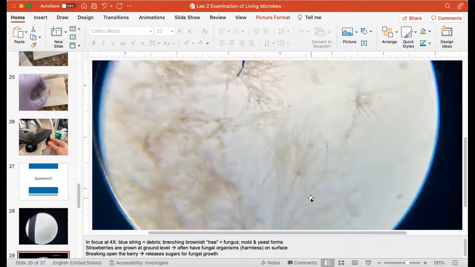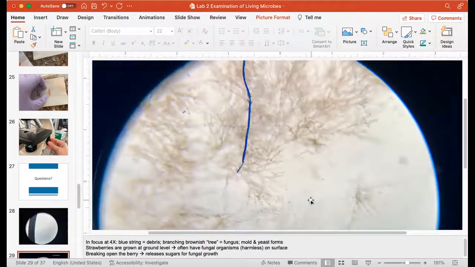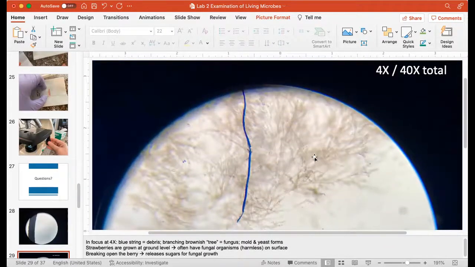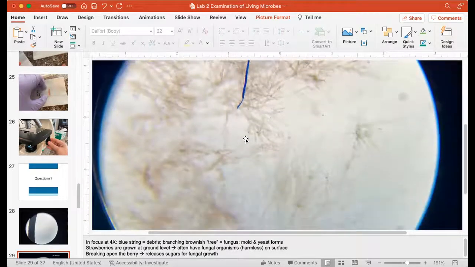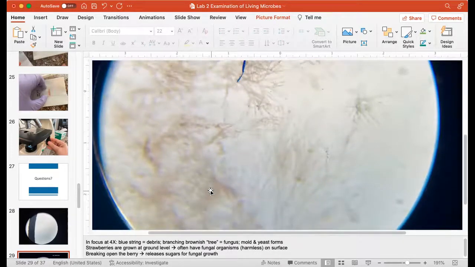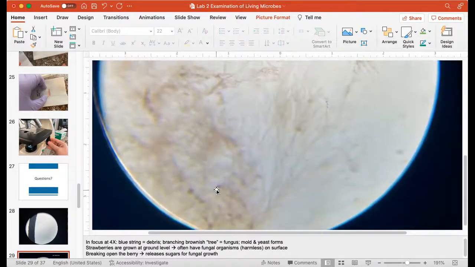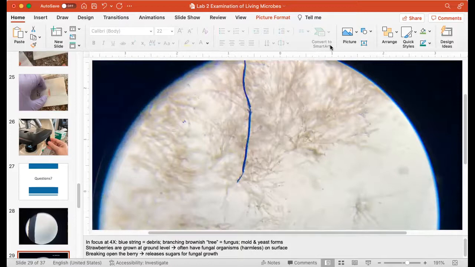Everything else you see on here in brown, this is fungus. So all of these branching structures, which look almost like little trees growing in here, this is fungus. And in particular, this is mold. This is what we call mold. We're going to talk about fungus. We're going to spend a whole lab talking about fungus in a couple of weeks.